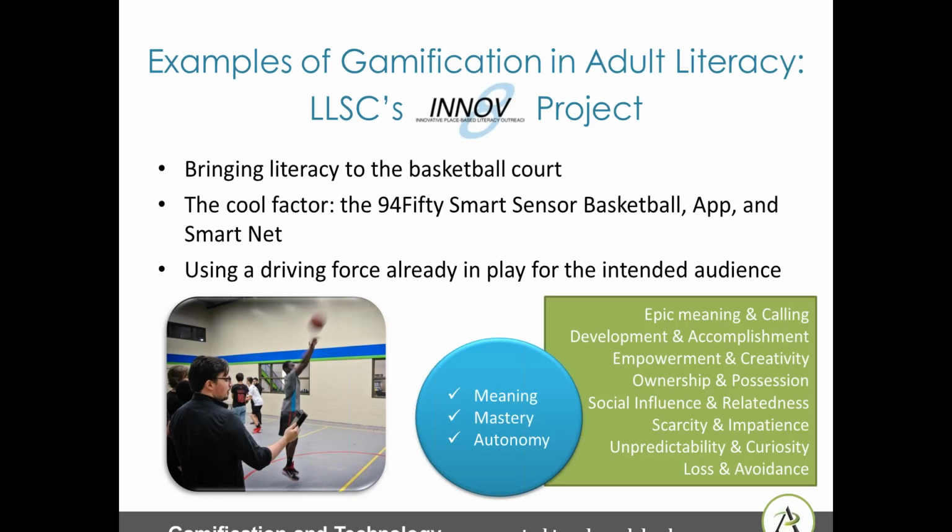At the heart of the program is the 9450 Smart Sensor basketball. It's a basketball that looks and feels just like any other, but has sensors embedded within it that can measure any force applied to the ball: spin, acceleration, dribble speed, and more. Used with the 9450 app and the Smart Net, players and facilitators get a full 360-degree view of what's happening with the ball and the player that moves it.